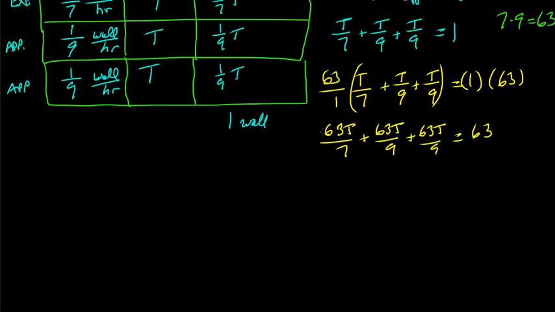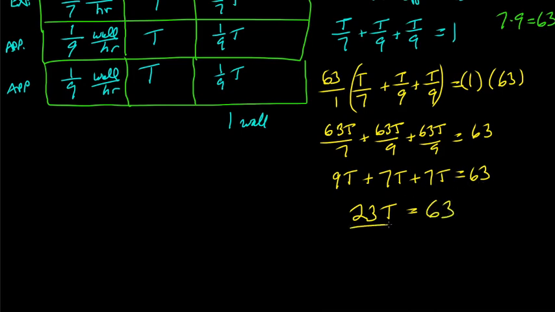But 63 over 7 is 9, so that's 9t. 63 over 9 is 7, so 7t plus another 7t. So let's see, 14 plus 9 is 23, right? Or 16 plus 7 is also 23, I think, right? And that's going to equal 63. So divide by 23, and I think we have our answer. It's 63 over 23 hours.